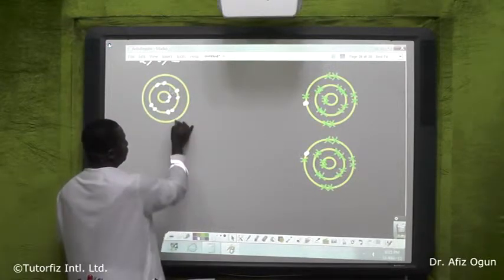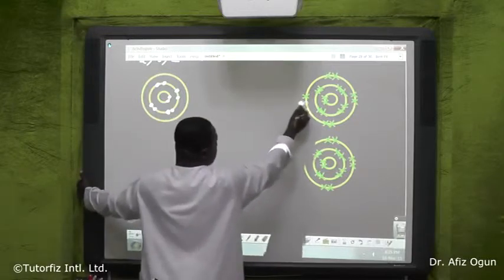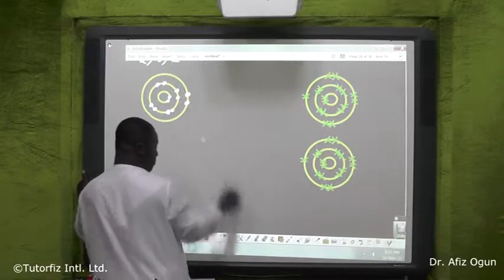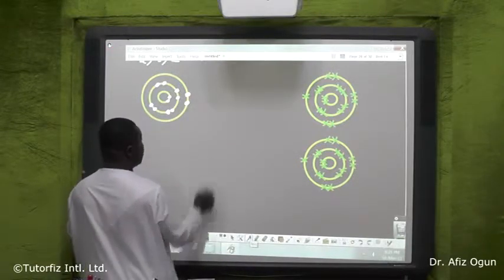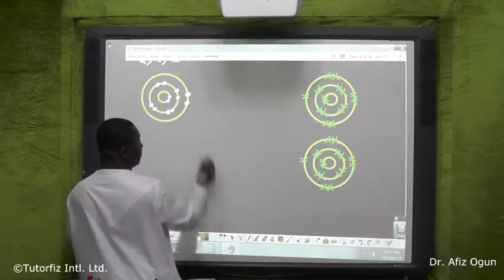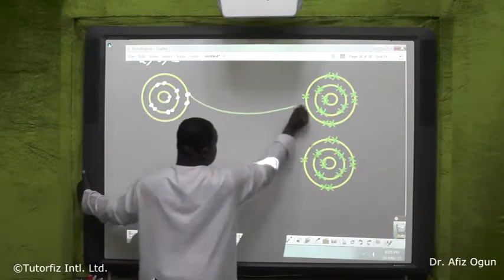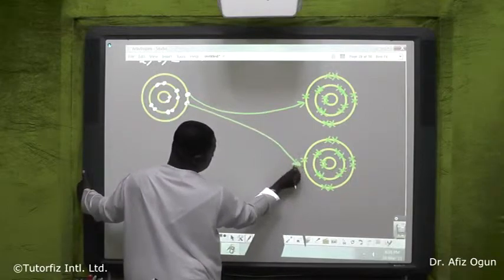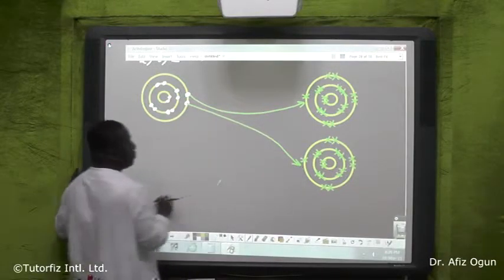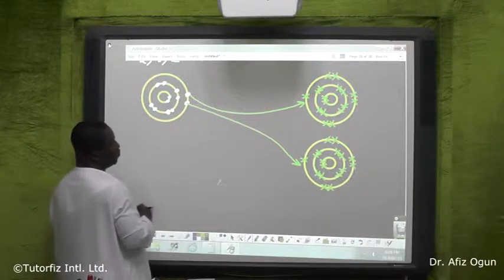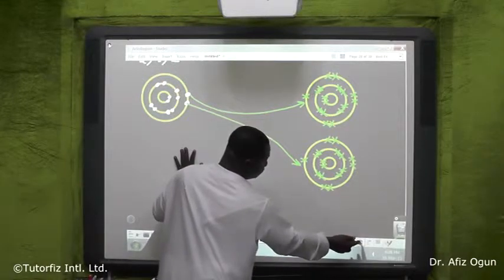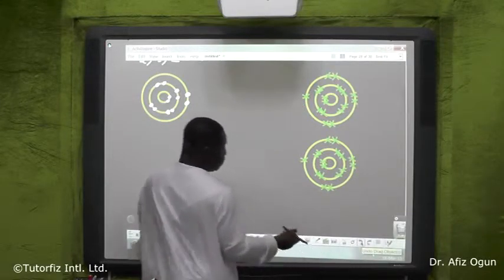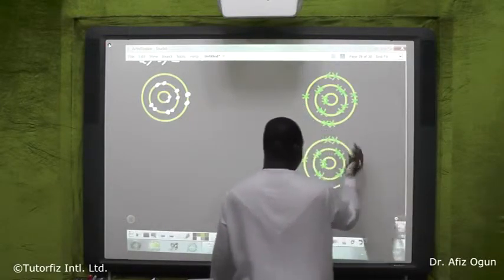So how do you draw this in an exam? You cannot move the electrons the way I'm moving them now. You simply draw this and draw this. So 2 electrons that way. This is what you will draw. But let's draw what it will become after this has happened.